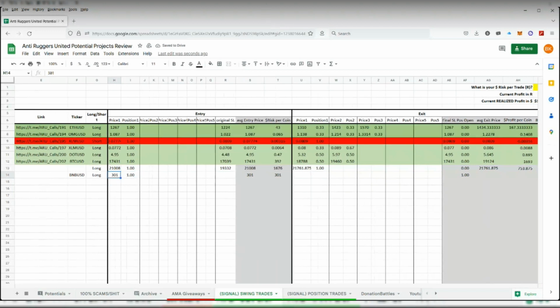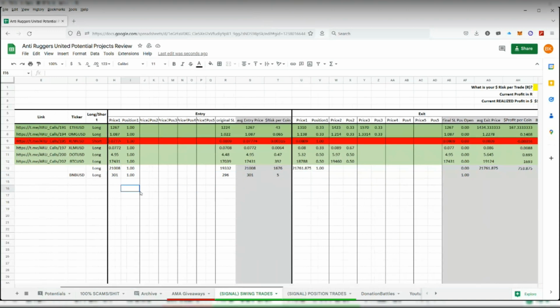Okay. My stop loss, I'm looking at the chart. Let's say there was a pivot point at 296.9. So my stop loss is going to be at 296, right below the pivot point. So I'm going to put 296 as my stop loss. The spreadsheet calculates your average entry, which is 301. It calculates your risk per BNB, which is $5, because 301 minus 296 is $5 per coin. So I'm risking $5 per coin.